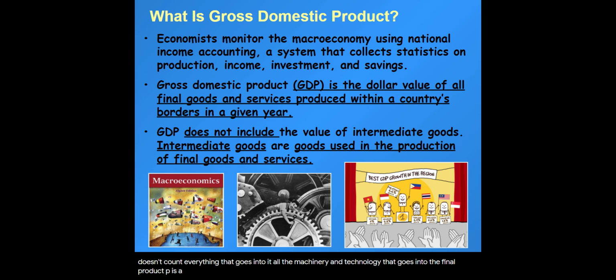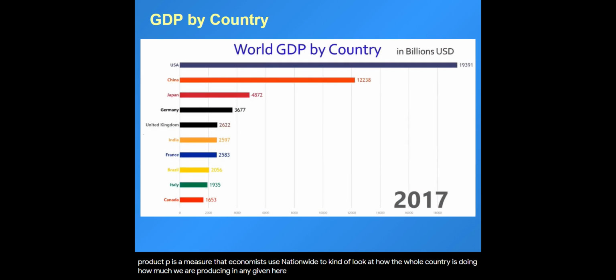GDP is a measure that economists use nationwide to look at how the whole country is doing, how much we are producing in any given year. As you can see, GDP by country here, the United States typically has the highest GDP, followed closely by China.